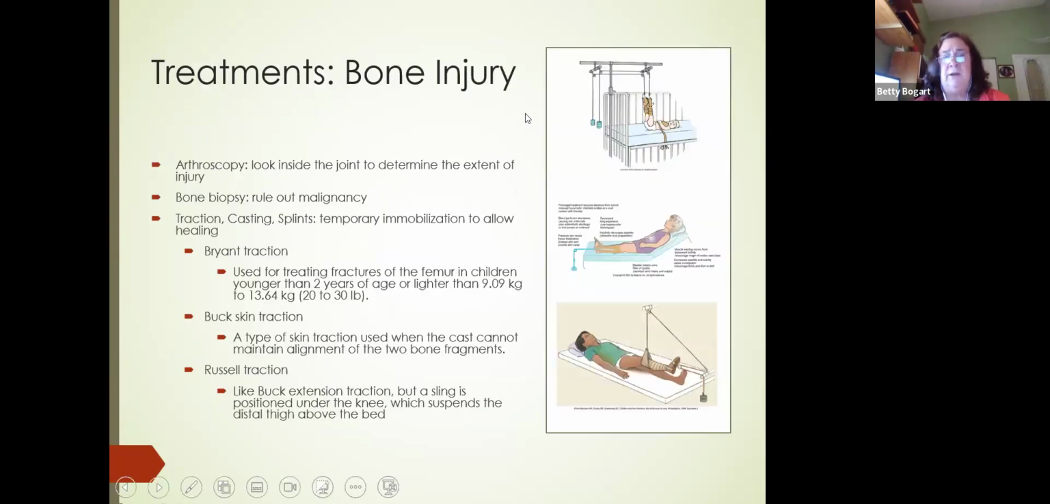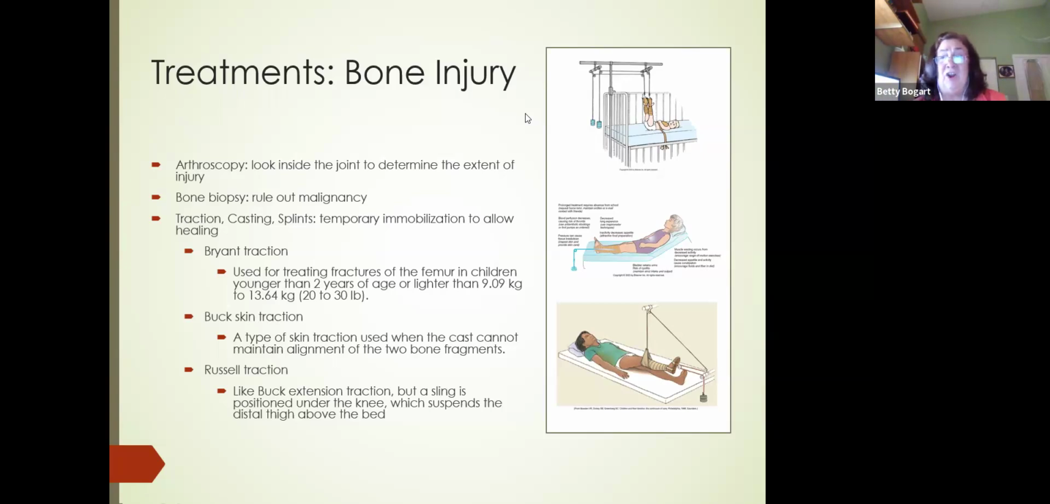So, treatment of a bone injury. Well, we can just put a cast on some of them. That's the easiest one that's not mentioned. But what if it's a knee? We can go ahead and do an arthroscopy. Sometimes it's shoulders we're looking at. What they do is go in, make a hole, take a camera, and put it inside. Let's look at that joint. Let's see what's going on.